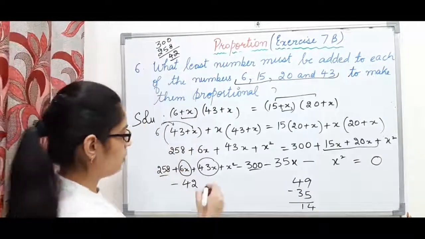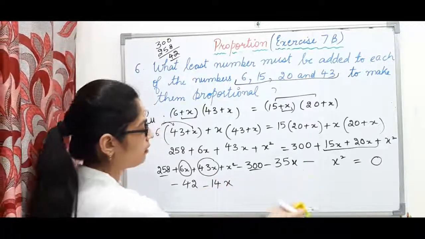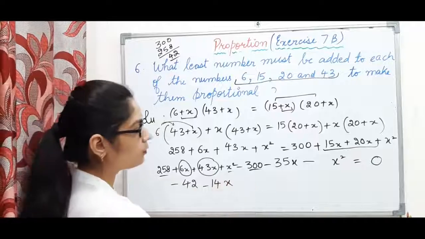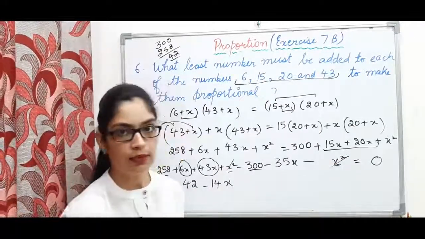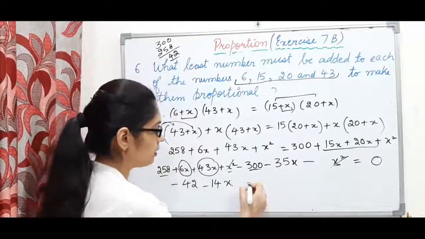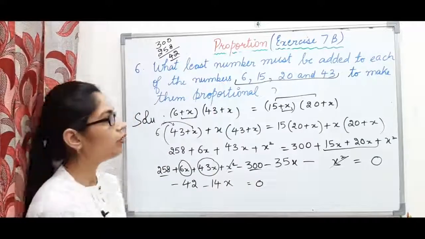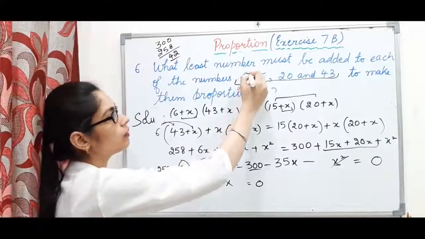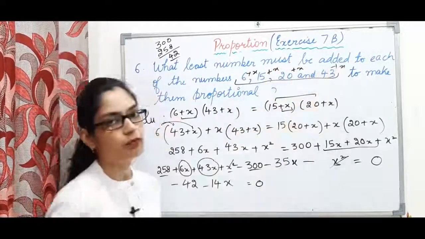So 14, minus 14, x as it is we have to write. Now this x square and this x square, plus x square and minus x square, both will get cancelled, because if we subtract the same number from itself, we will get 0 as our answer. Now this 14, with this x we have to find, because x we are adding in each of these to make them proportional. So x we have to find.